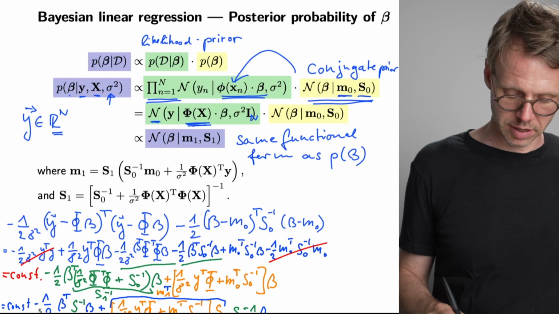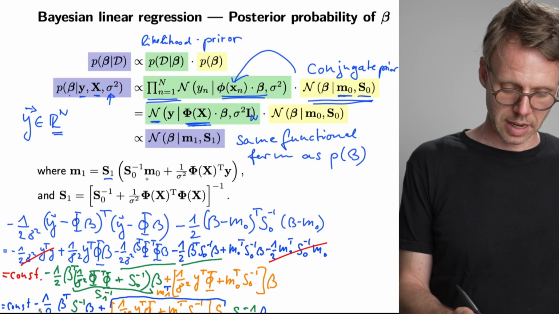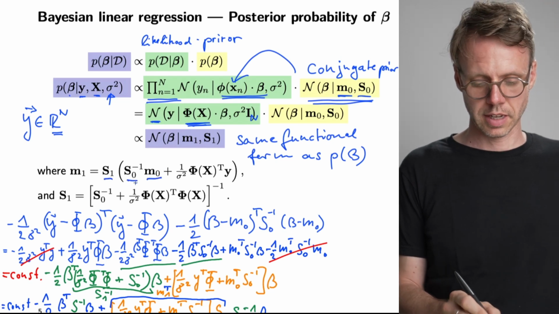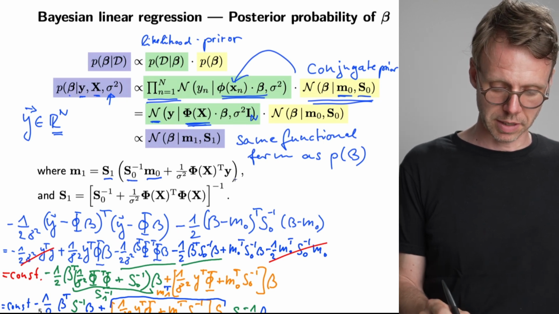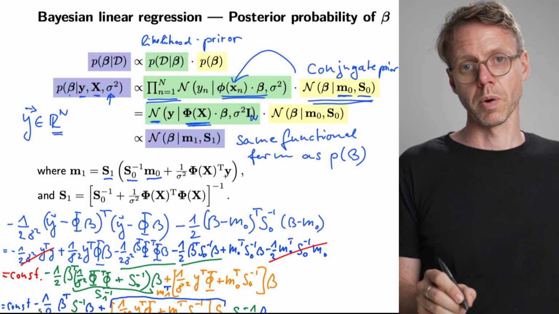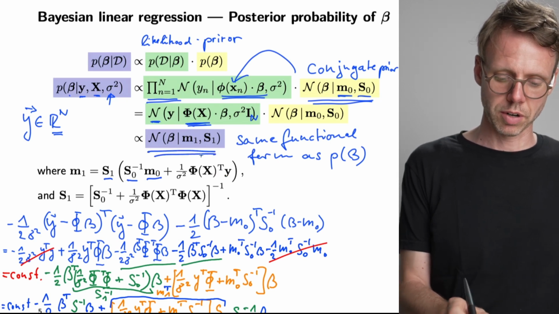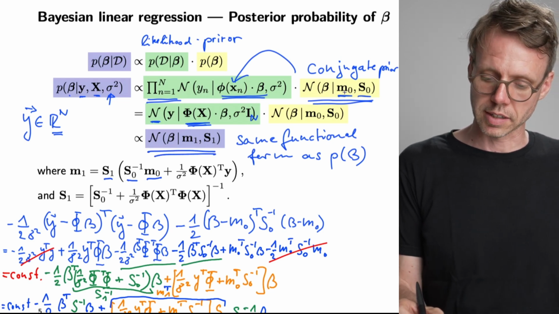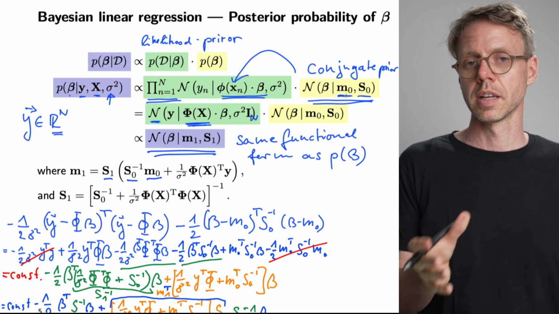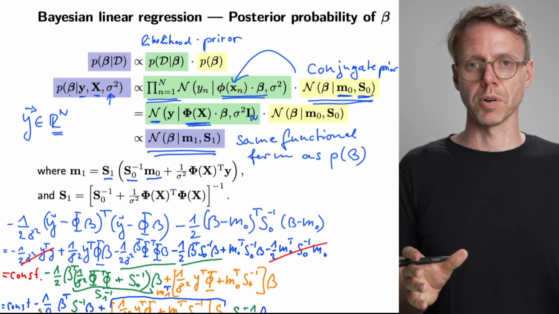So we have S1 times M0 times S0 inverse plus 1 divided by sigma squared phi transpose times y, giving us the parameters of our posterior distribution for a prior that is Gaussian with an arbitrary mean vector M0 and a full covariance matrix S0.